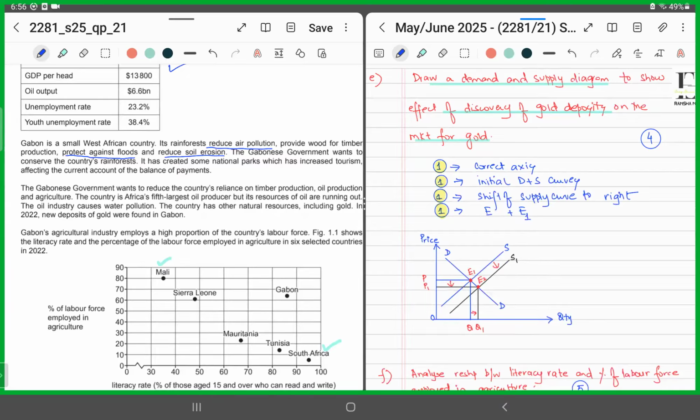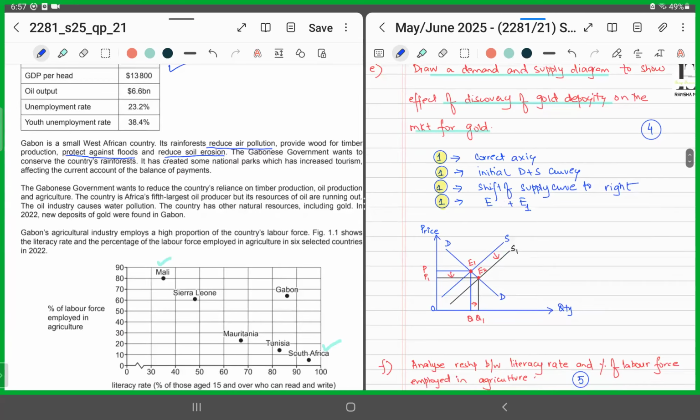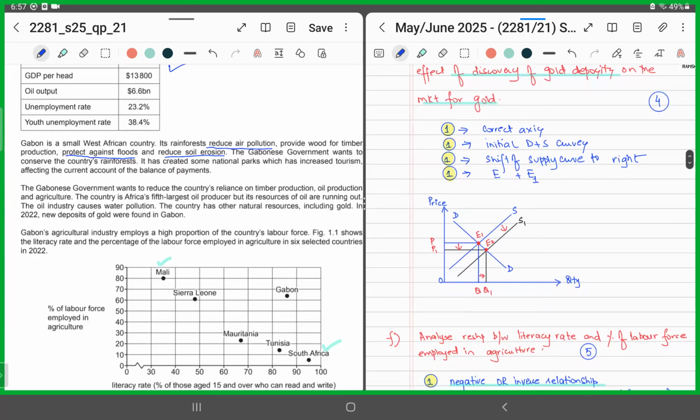The first mark is for drawing the correct axis. The second mark goes for the initial demand and supply diagram. The third mark is for the shift of the supply curve to the right. And the final 4th mark is to show the correct equilibrium positions. So what we'll do is draw a simple elastic downward sloping demand curve. We'll show a simple upward sloping supply curve. This is the initial equilibrium position. When the country has been able to find new gold deposits, there would be a shift of the supply curve towards the right.